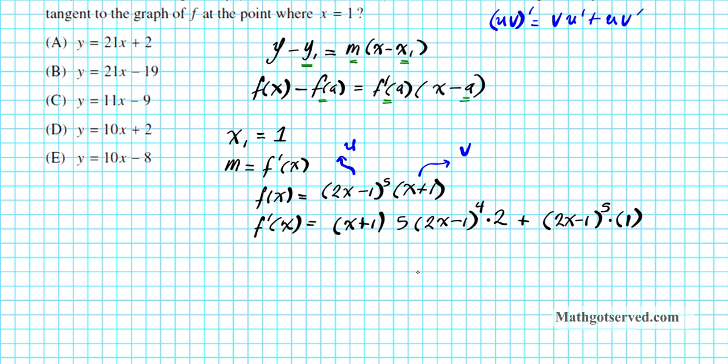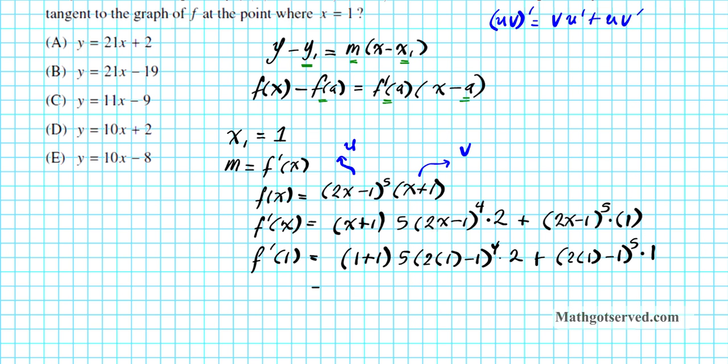Alright, so that's the derivative right here. Now, should we simplify? That'll be a total waste of time, because what we're looking for is a derivative at a specific value, namely x equals 1. So for f prime of 1, we'll just simply plug in 1 into this entire expression. There's no need to simplify, okay? So put in 1 plus 1. Let's try that again. 1 plus 1 times 5 times 2 times 1 minus 1 to the 4th times 2, plus 2 times 1 minus 1 to the 5th times 1.